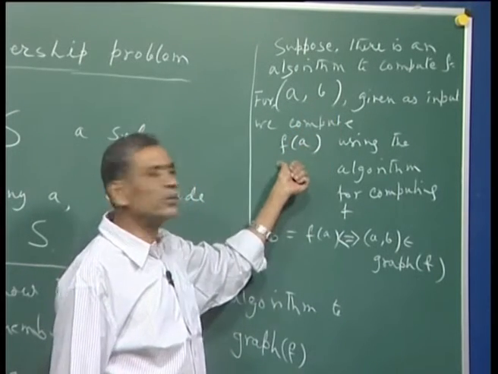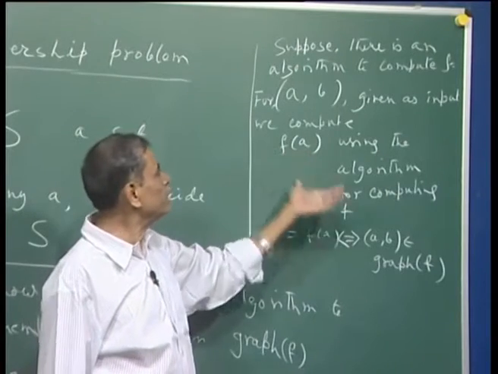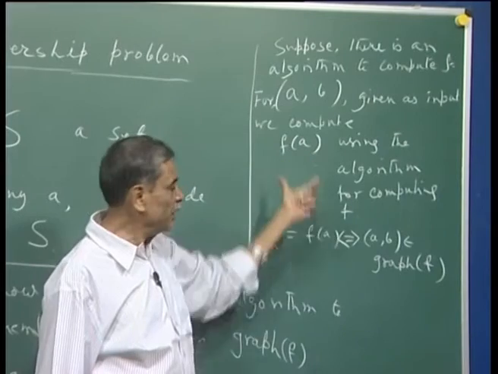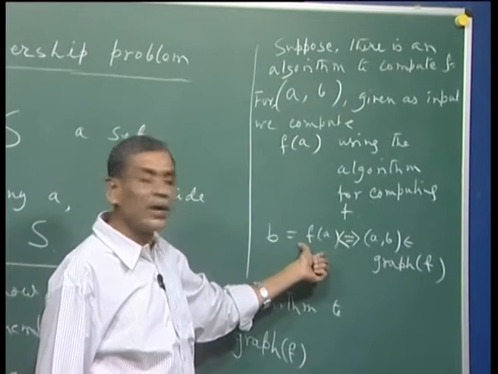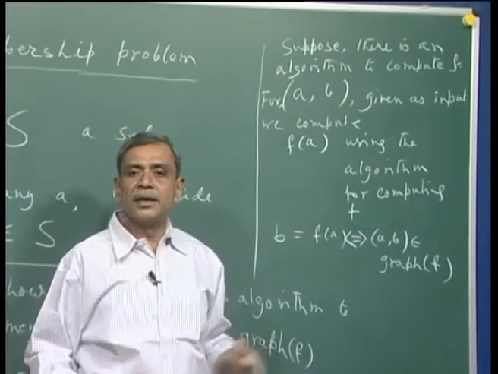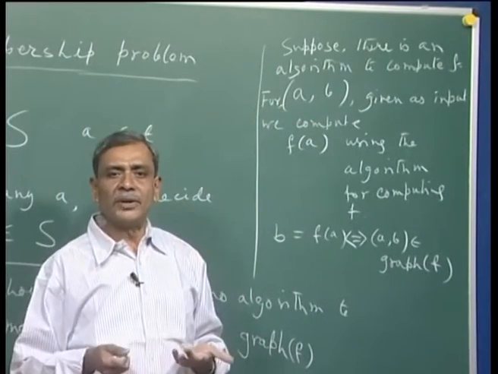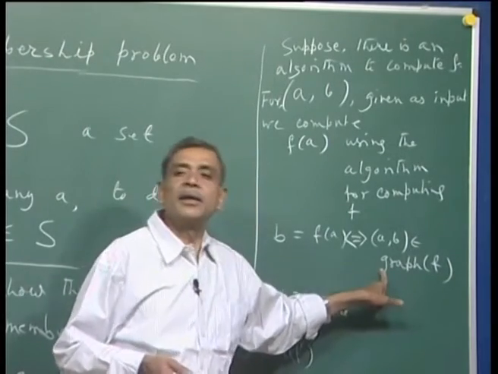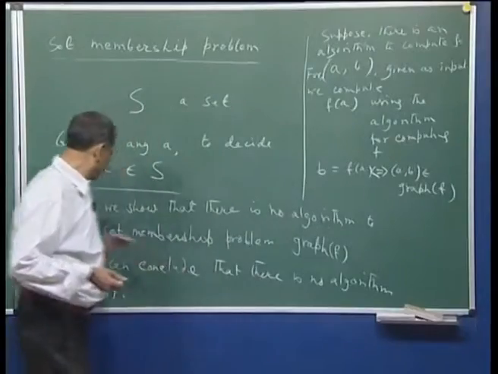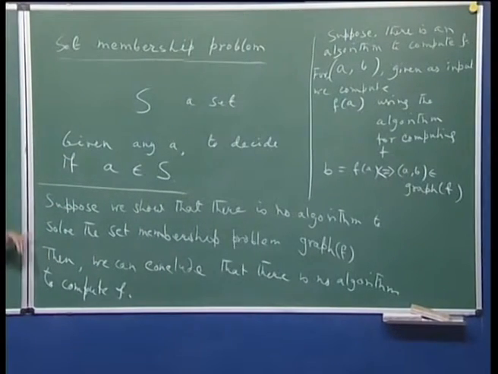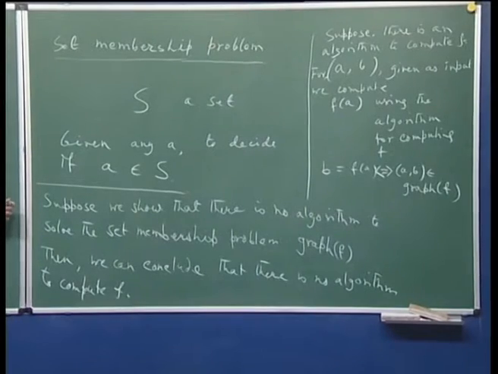And now I have an algorithm to compute F, and therefore, clearly I take the first argument, I compute f of A, check whether B is equal to f of A, and then I can answer whether AB is a member of the set graph of F. So, therefore, this statement we have proved. It is so easy, right?